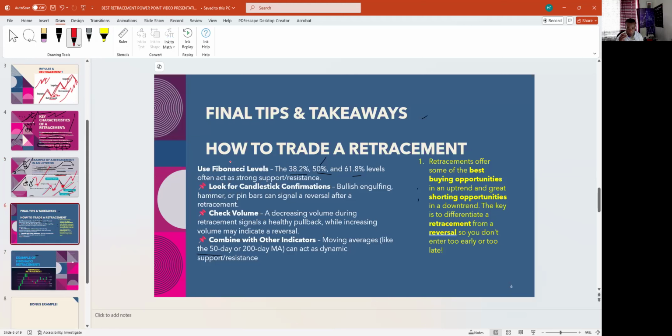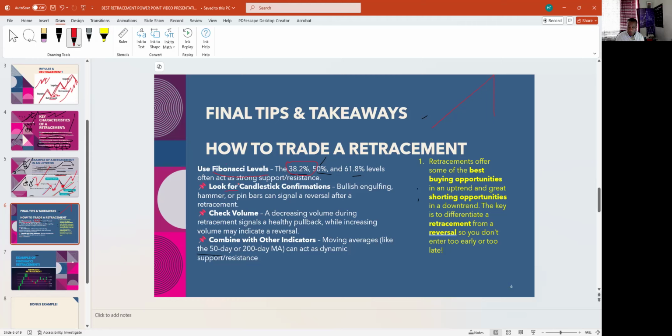So the final tip I'm going to give you is how to trade a retracement. I already told you the first best thing that you can use to trade a retracement. For instance, you use the Fibonacci level. I'm going to show you what the Fibonacci is. You buy at the 38. Those are the best levels to buy in a retracement with Fibonacci: 38, 50, 61.8 levels.